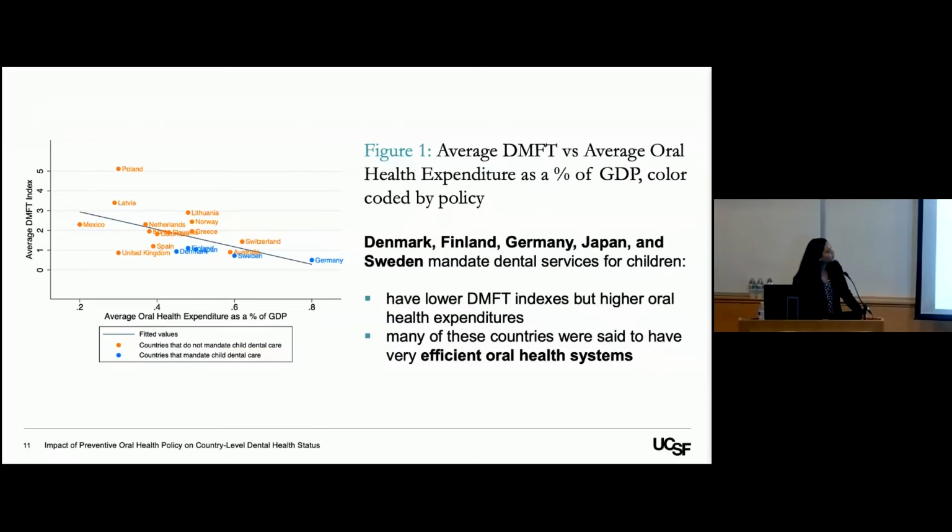And the countries in blue, Denmark, Finland, Germany, Japan, and Sweden, are all the countries that mandate dental care for children. And these countries are seen to have lower DMFT indexes and higher oral health expenditures. And initially, this was a little disappointing to find because I was hoping that with more regulation of preventive dental care, oral health expenditure would decrease.